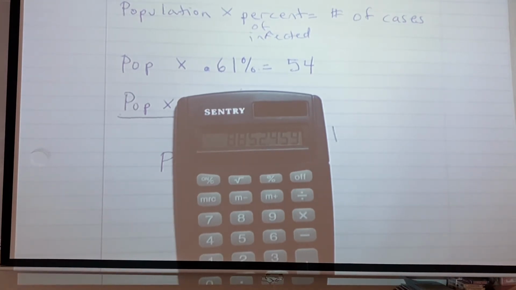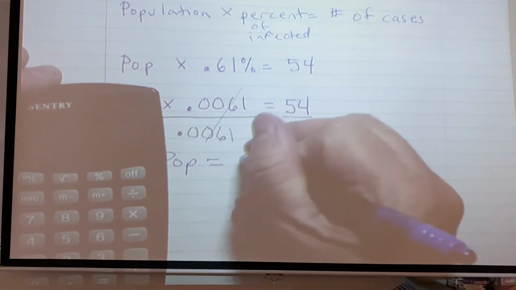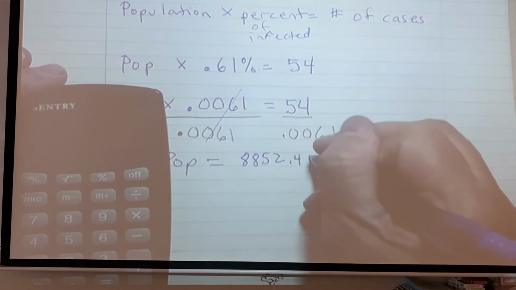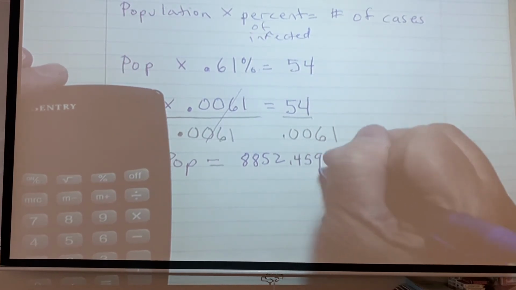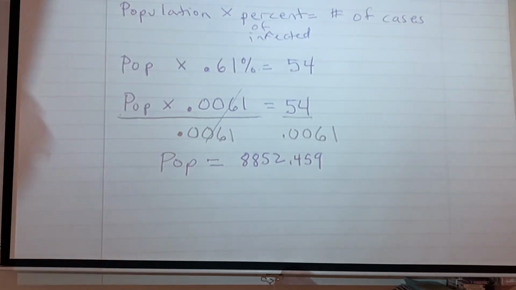So there's about 8,852 people somewhere around there in Somervell County. I told you it was the second smallest one in the state, so it shouldn't be all that big.